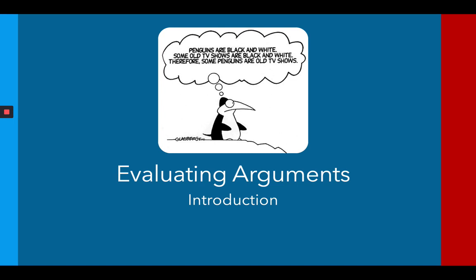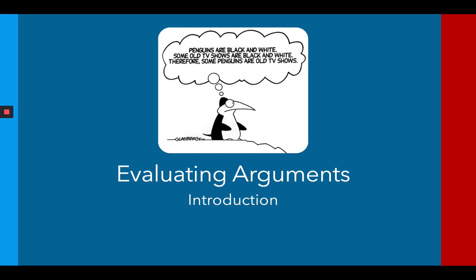If I asked you what's wrong with the argument, it's going to be harder for you to articulate exactly what the flaw is. I think the obvious thing to say is, well, the conclusion is false. It's not true that some penguins are old TV shows. But it's harder to say exactly what goes wrong with the argument. Why does it fail? What we're going to learn in this video and following are some terms that we can use to articulate exactly what's wrong with this argument.